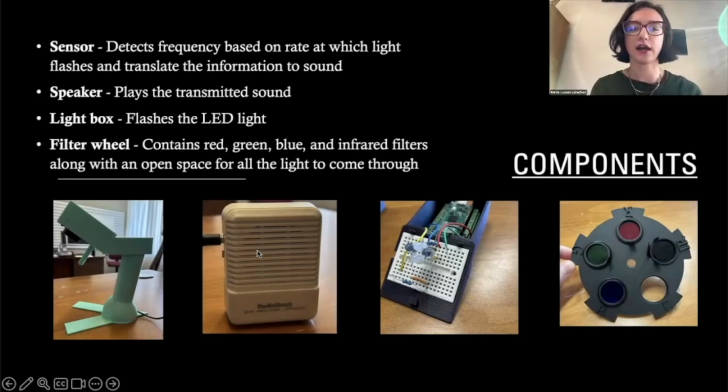Then there's a light box, a small box with LED lights and a circuit inside that flashes the LEDs at specific frequencies correlating to its color. This is the process of pulse width modulation, where the frequency at which the light is flashing is correlated to a miniature tune written for each wavelength. Finally, the filter wheel contains 5 openings with 4 filters: red, green, blue, and infrared, as well as an opening for all the light to be transmitted and detected by the sensor.